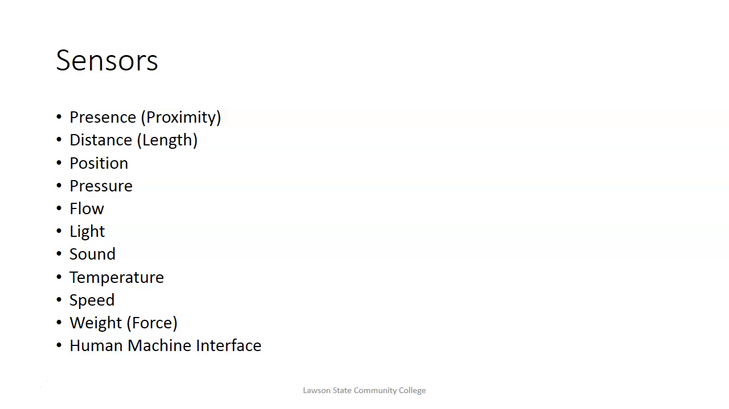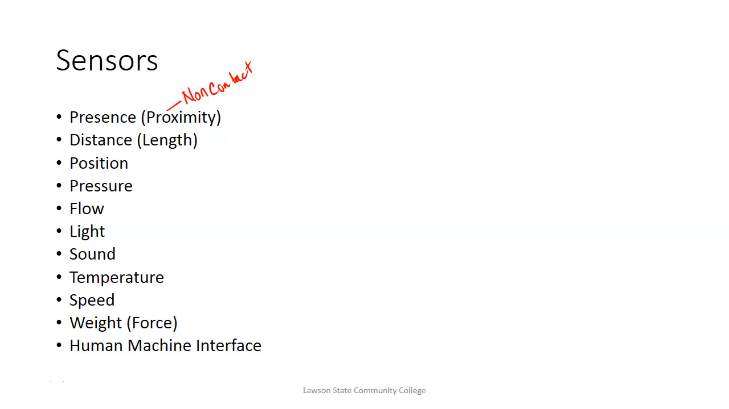So we have sensors that sense presence. We call these, by the way, non-contact. These sensors sense presence without physically touching the device; they need to see if it's present or not. We have sensors that sense length or size or distance. We have sensors that sense position.